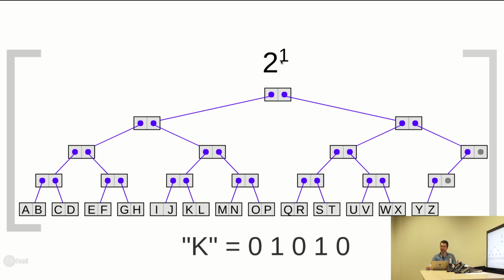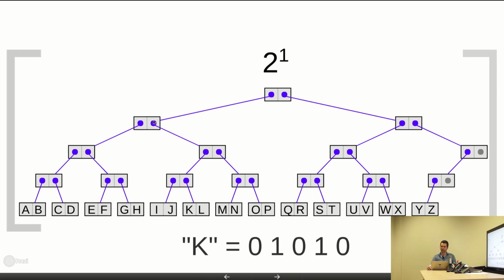If our base is 2 and we were storing the alphabet, what would be the index of k in this case? It would be the path that we traverse from the root. Given an index of 0 and 1 for these 2, the index of k would be 0, 1, 0, 1, 0. This is, however, too deep for only 26 elements.